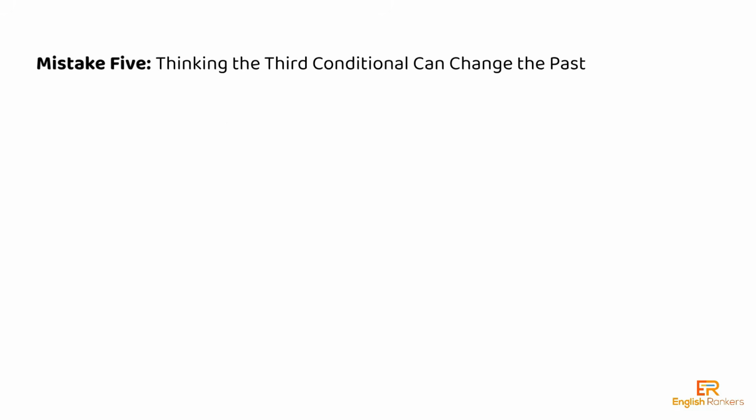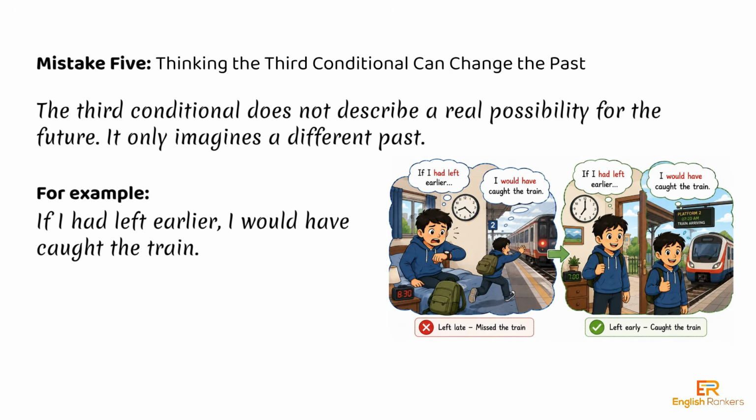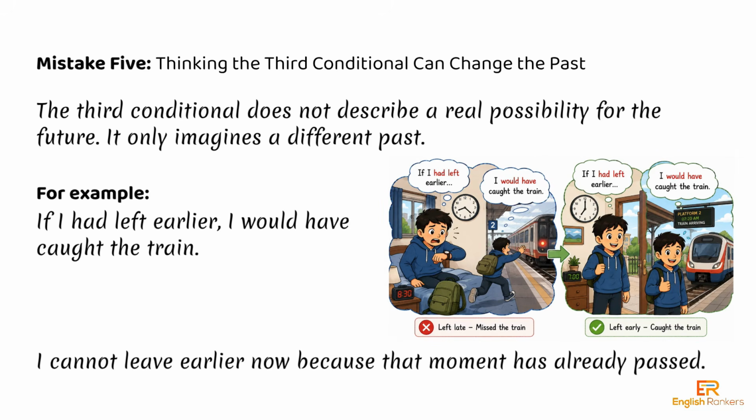Mistake 5. Thinking the third conditional can change the past. The third conditional does not describe a real possibility for the future. It only imagines a different past. For example, if I had left earlier, I would have caught the train. I cannot leave earlier now because that moment has already passed.